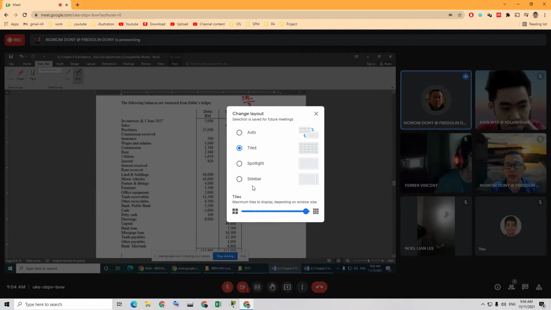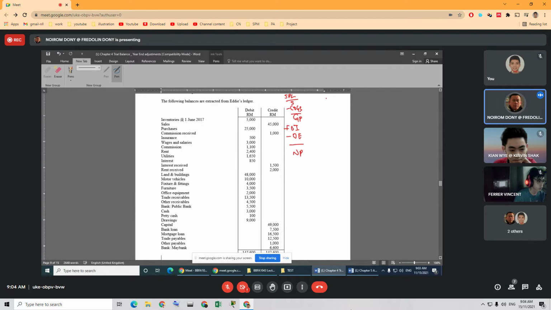Now, when you prepare the statement of profit or loss, you have to prepare it in three columns. The first two columns are to do the adjustment. Then the third column is where we put all the net figures after the adjustment. Normally the first column we are going to use is for purchases.